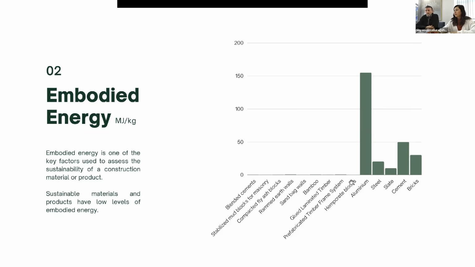Similarly, you can see that the embodied energy for aluminum, steel, slate, cement, and brick is much higher than these materials.